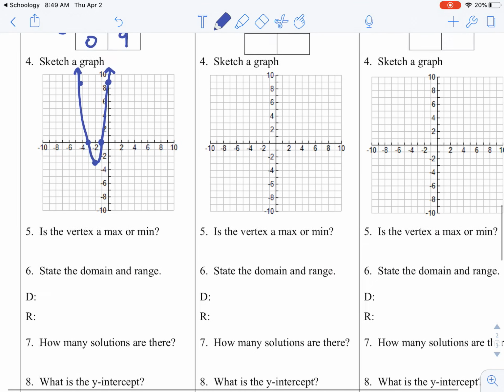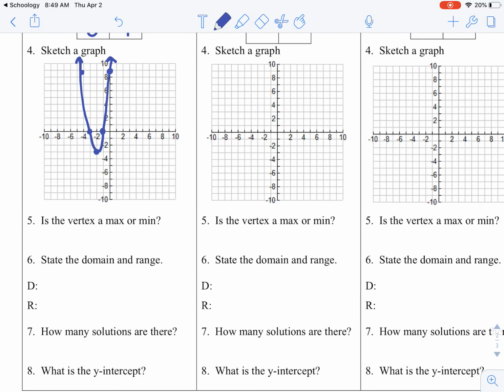So using that graph, I can answer the next questions. Is the vertex point down here a maximum or minimum? So that's a minimum because it's the lowest point on my graph. My domain is always negative infinity to infinity for quadratics. And my range is the lowest y value, negative 3, to the highest y value, infinity.